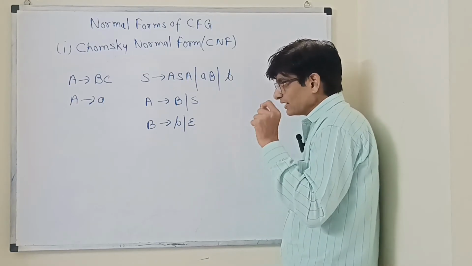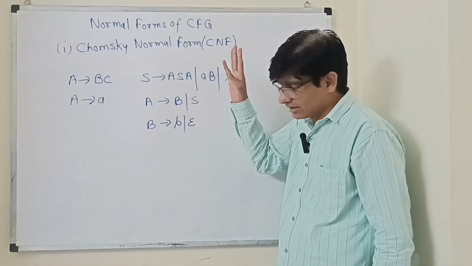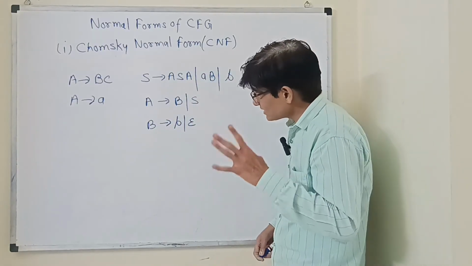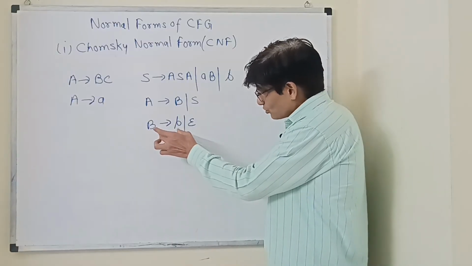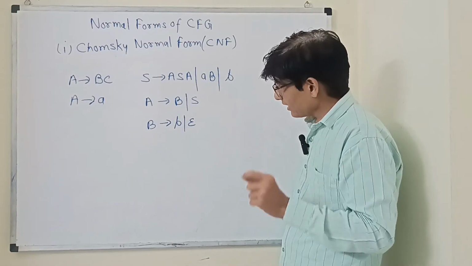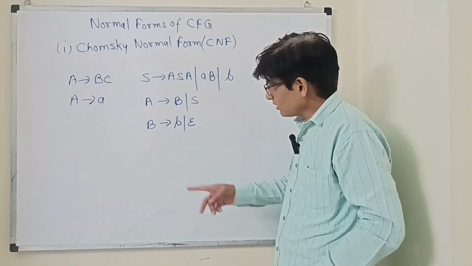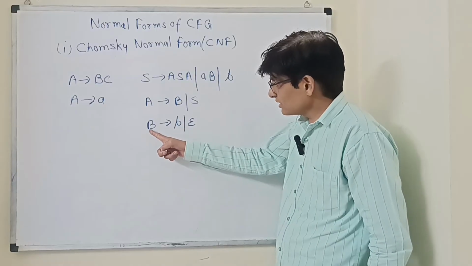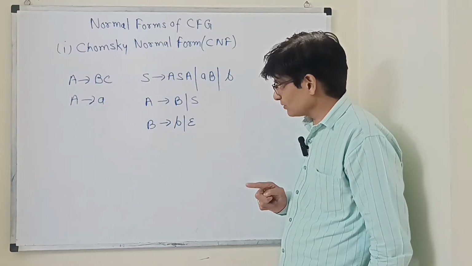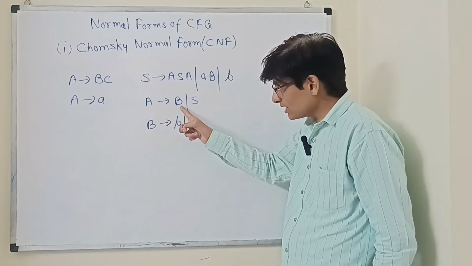First we will try to remove B gives epsilon and the unit productions. You can see this particular grammar has two unit productions and two epsilon productions. You may wonder why two epsilon productions: because B is giving epsilon, that is one production, B gives epsilon, and A is generating B.